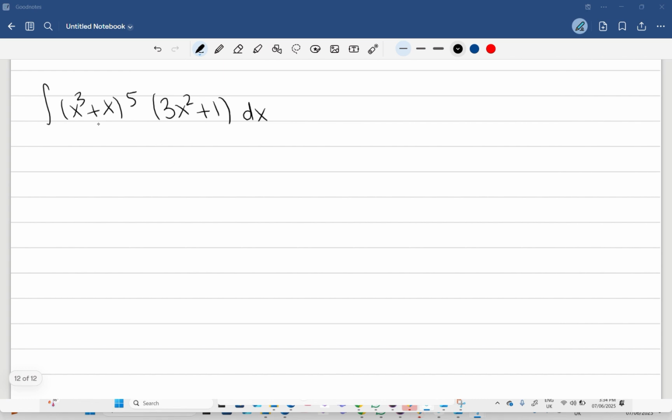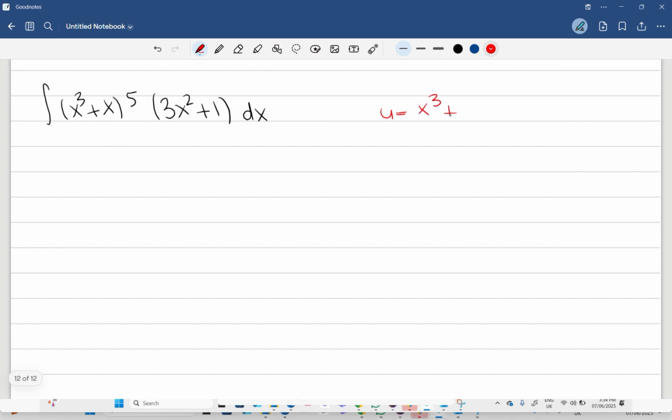I have x cubed plus x, and then here I have 3x squared. The derivative of x cubed plus x is going to be 3x squared plus 1, right? So we can cancel them. So this is the value I'm going to take as my u. The thing to the power of 5 is harder, so I'm going to take its value as u if you don't really know how to choose the u.